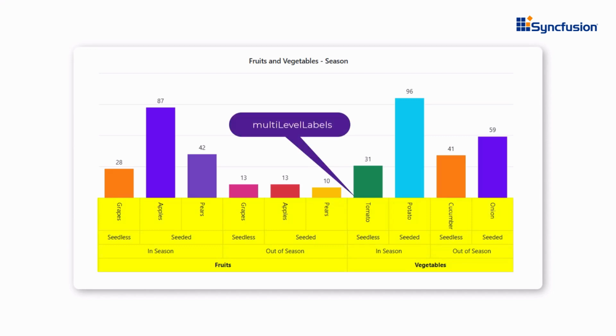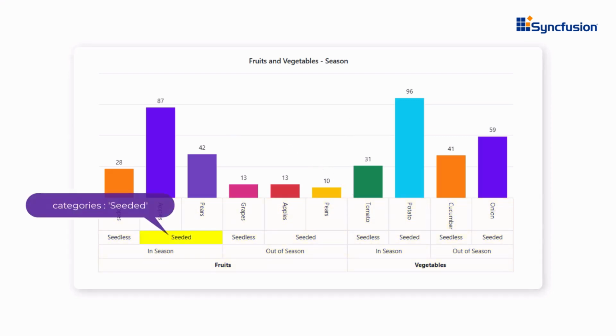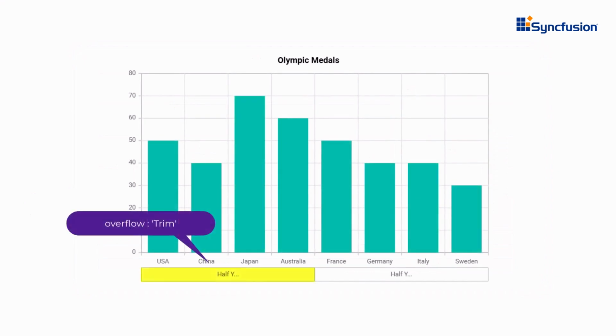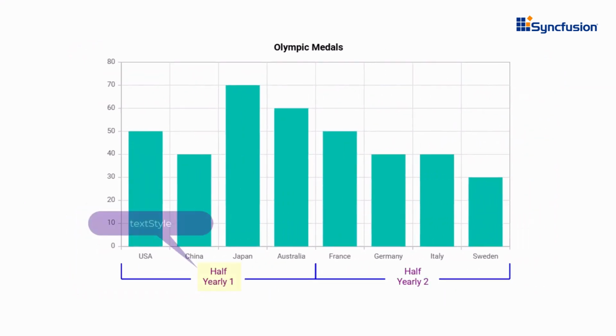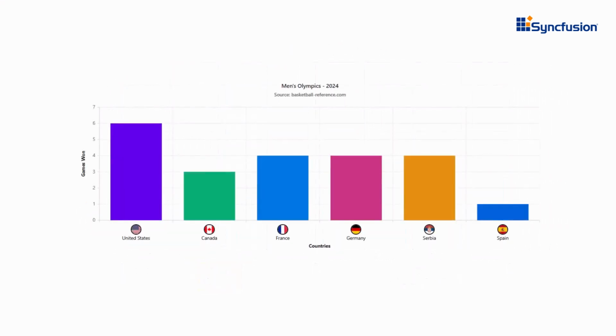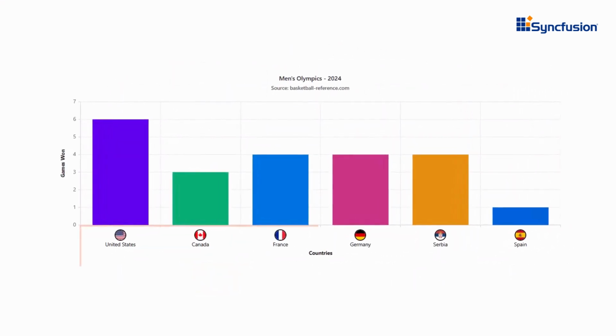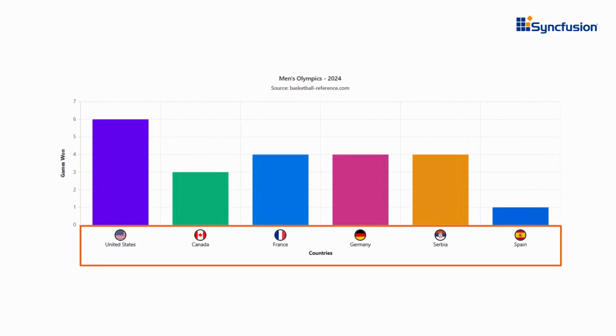With multi-level labels, you can stack them into layers. Set them up with categories. Manage overflow with trim or wrap, and customize their look using border and textStyle. If you need even more control, use labelTemplate to replace regular labels with your own HTML content, maybe icons or bold highlights for special values.